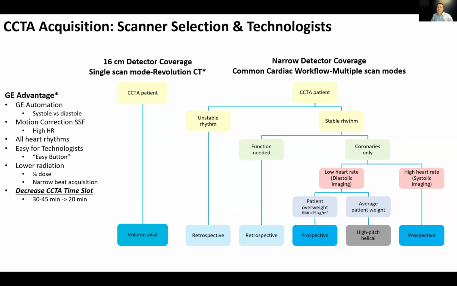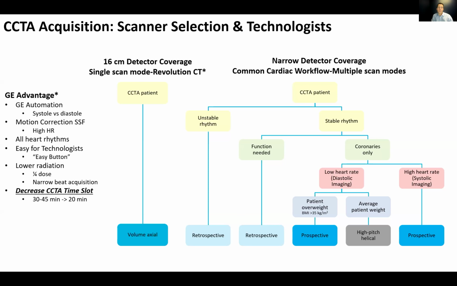Just to walk you through the narrow detector coverage for a CCTA patient, it's really important to know what the heart rhythm is. Patients with AFib or very irregular heart rhythms really can't be scanned successfully. You have to decide, is the heart rate high or is it low? Are you going to scan diastolic imaging or even systolic imaging? You're going to have to determine body weight and lots of things. Do you want function?